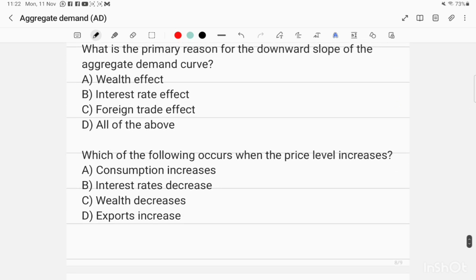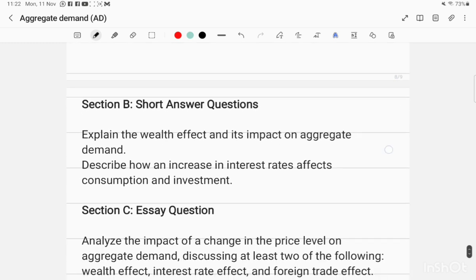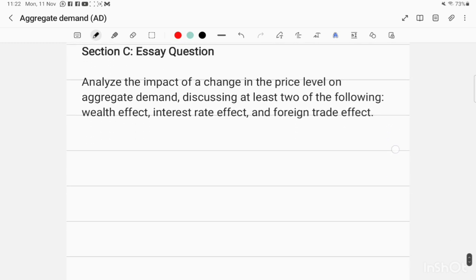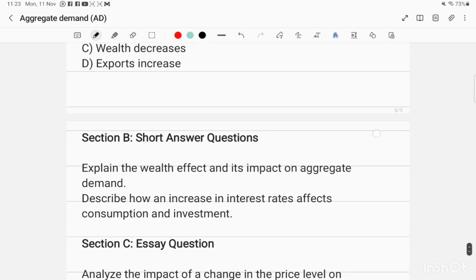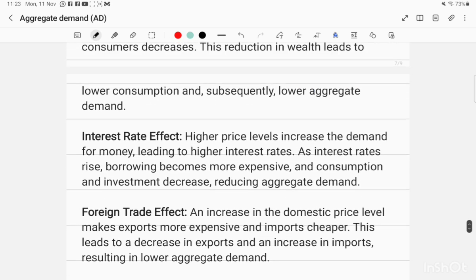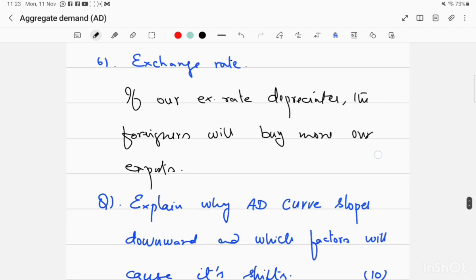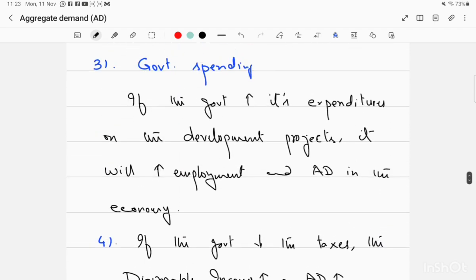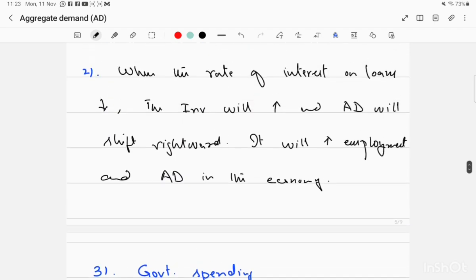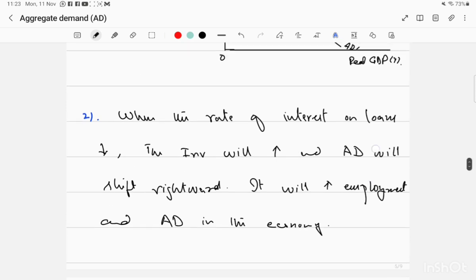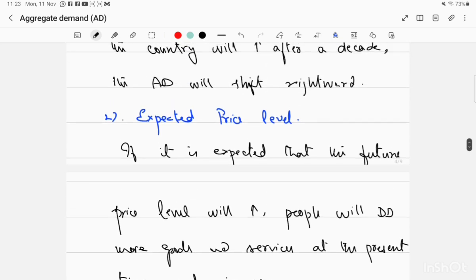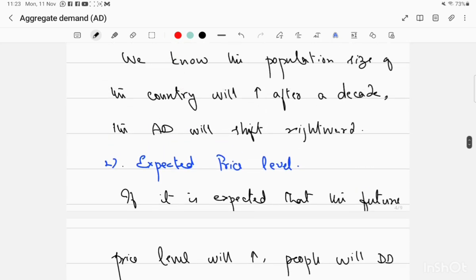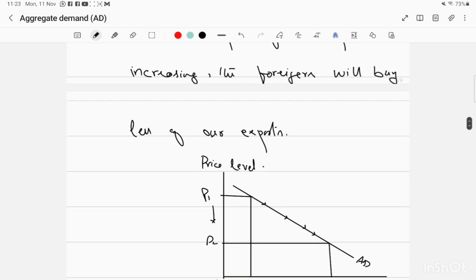I have selected a few questions for you, such as why the aggregate demand curve slopes downward and what the reasons behind its shifts are. So there can be a question related to this topic in your final exam, especially in Cambridge. They sometimes ask for the reasons for aggregate demand to shift rightward or leftward, and why it slopes downward. That's very, very important for the students to understand.